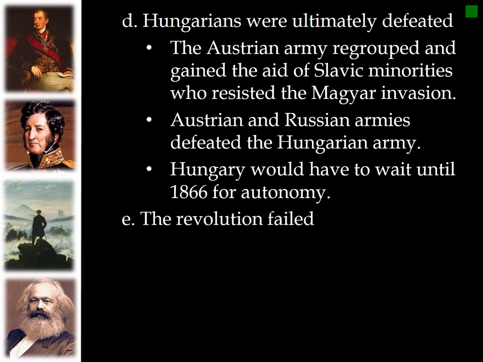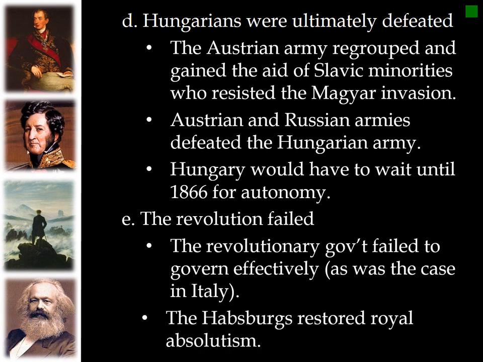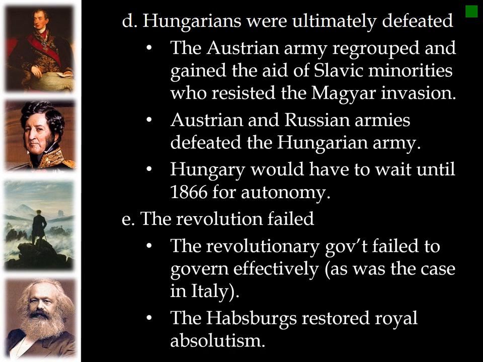The revolution failed. The revolutionary government failed to govern effectively, as was the case in Italy. The Habsburgs were able to restore royal absolutism throughout the Austrian Empire as a result.